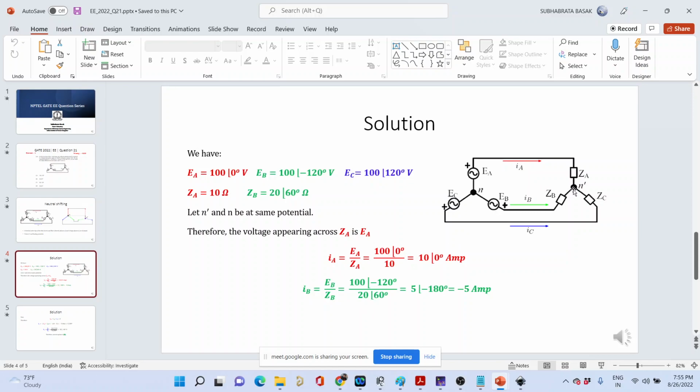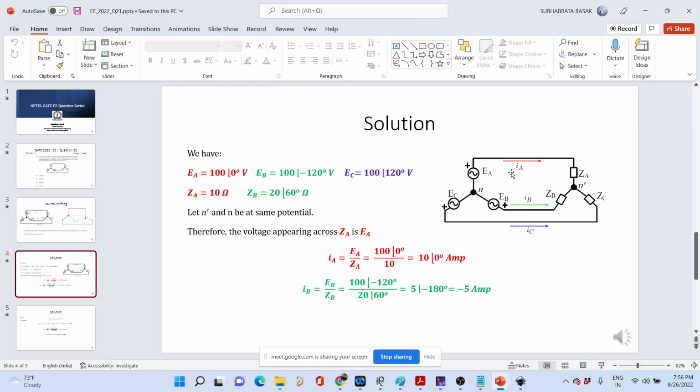That is happening only because we are asked in the question at what load these two potentials will be the same. In such a case we can say that the voltage across ZA is EA, voltage across ZB is EB, voltage across ZC is EC. So you find IA by simple Ohm's law, EA divided by ZA, which gives 10 angle 0 ampere. You find IB, which is EB divided by ZB, which is minus 5 amperes.